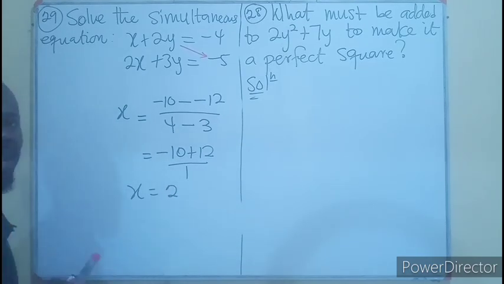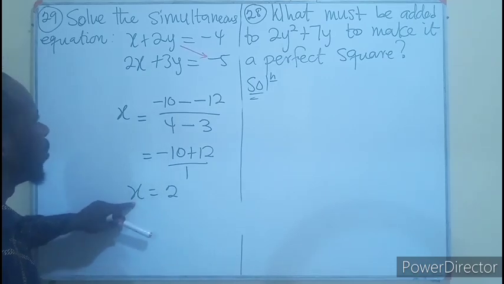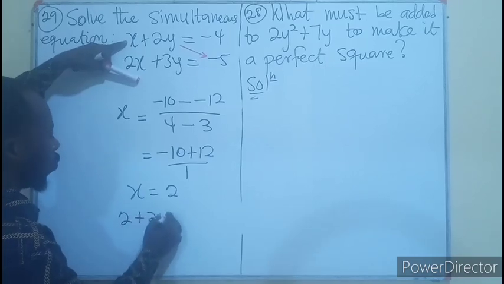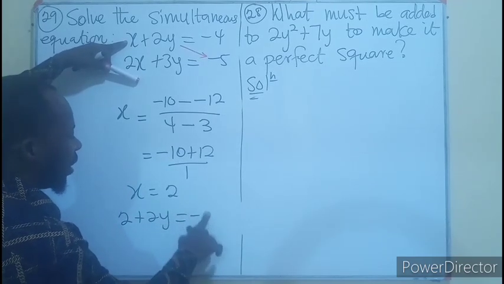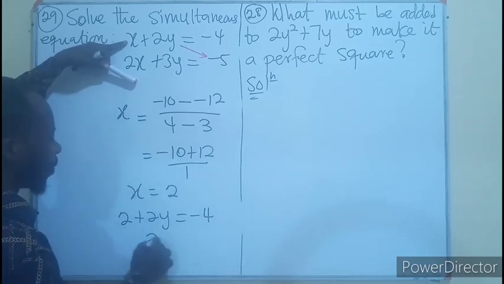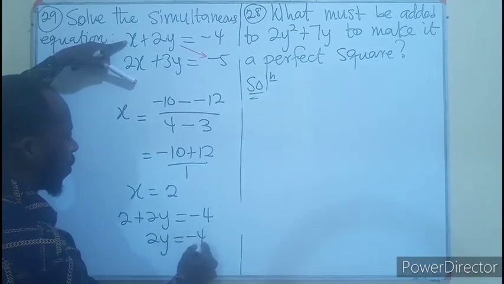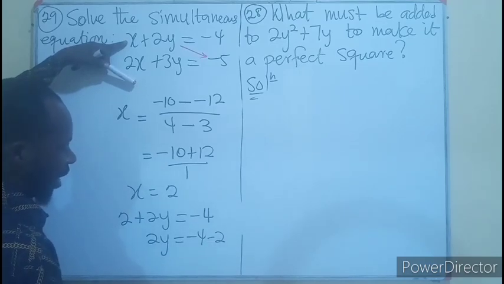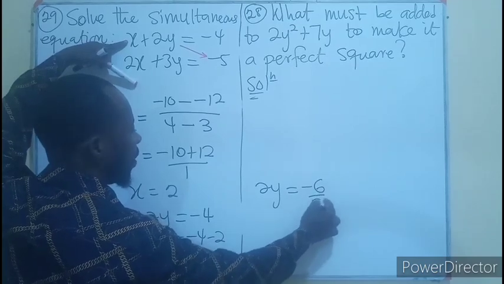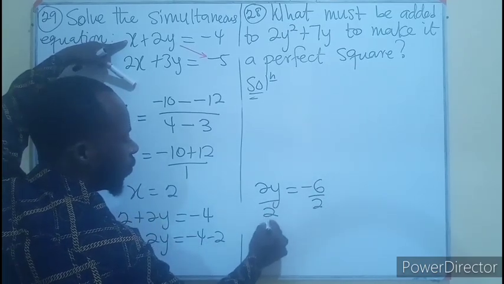So your x is just what? 2. So now we can substitute the x into the first equation. 2 plus 2y equals what? Negative 4. Can we subtract 2 from both sides? So 2y will be negative 4 minus 2. And that will be 2y equals negative 6. Divide by 2 as the coefficient of y.